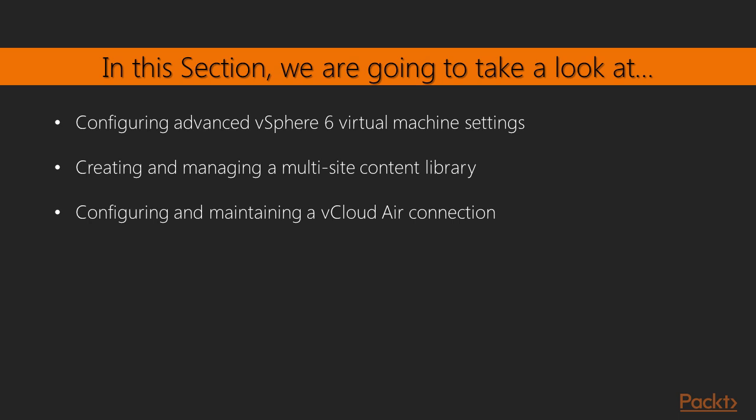which is creating and managing a multi-site content library, and of course, since we are living in the age of cloud computing, we have to understand how to configure and maintain a vCloud Air connection, which is the public cloud provided by VMware, and the ability using vCenter and some additional products to actually create your own hybrid cloud.